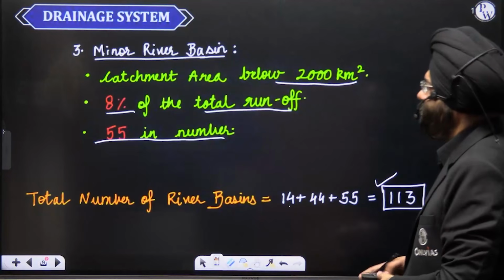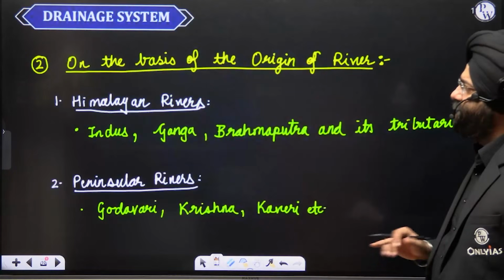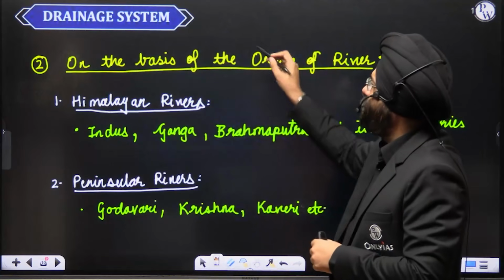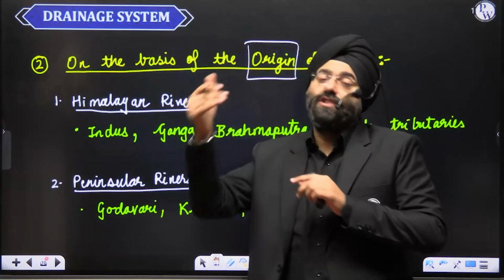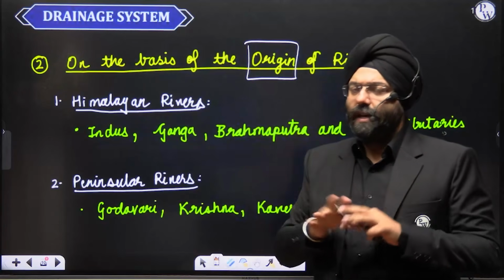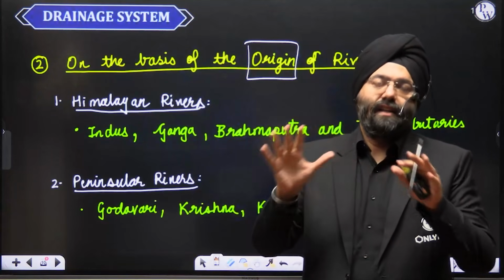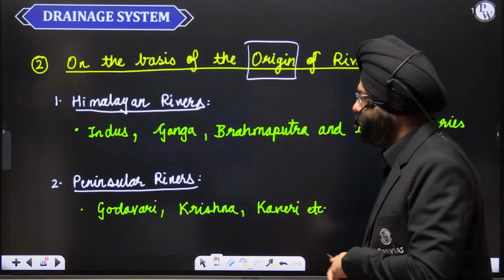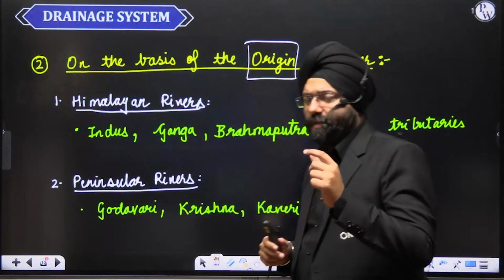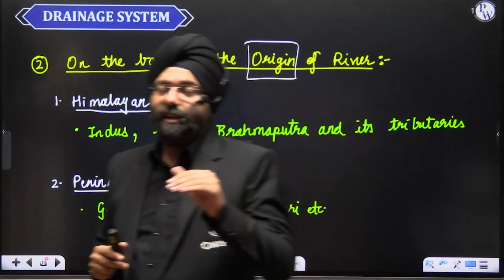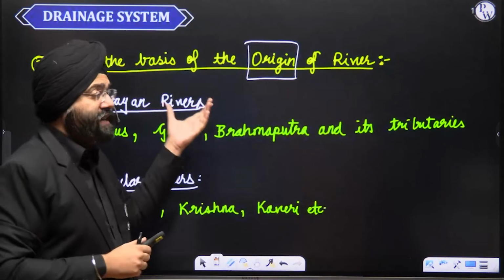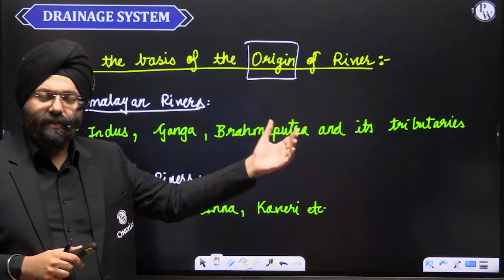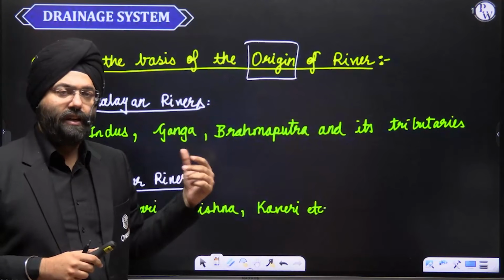Okay, let's move ahead. We have done the first classification. Second is on the basis of origin of the river. Now, from where have the rivers originated? If I classify them, I can classify them into two broad categories. First, the ones that have their origin from the Himalayas, and the others which have their origin from the peninsular regions. Clear? Now you very well know that we will be differentiating between them also as we move ahead once we have studied the drainage systems of India.